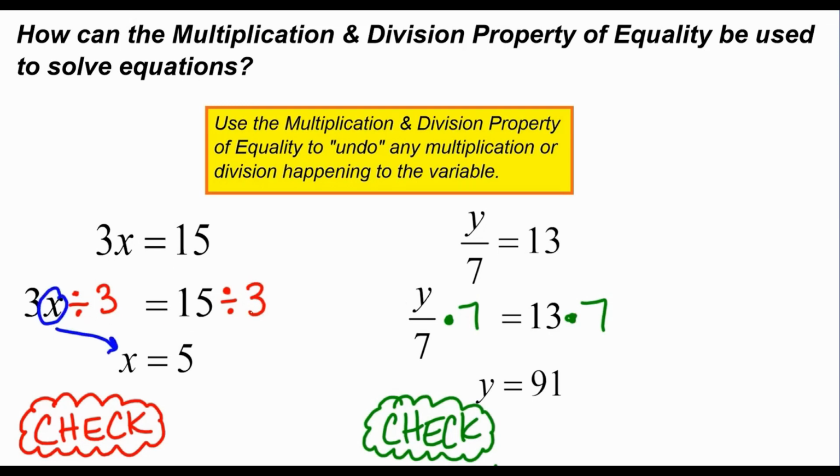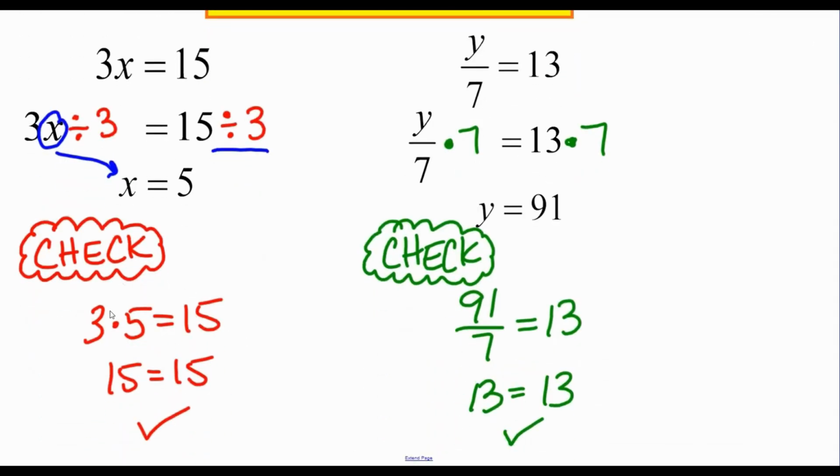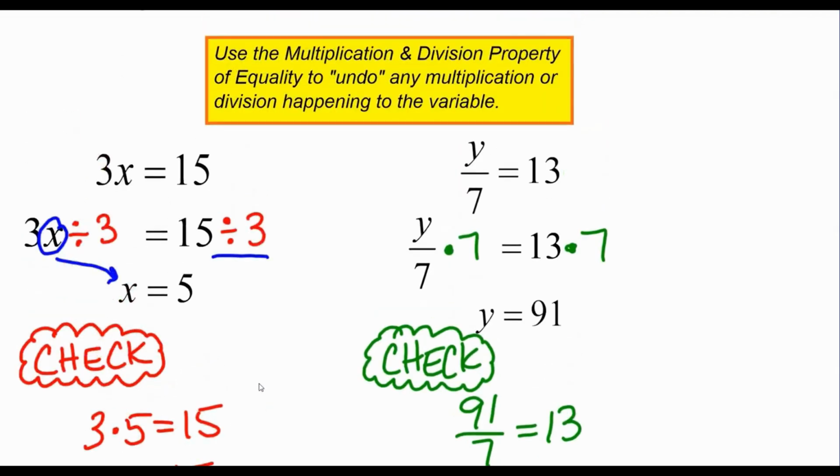And then what I do to one side, I have to do to the other. So I divide this side by 3 as well. And 15 divided by 3 is 5. And that is my solution. x equals 5. And if I check that, I put 5 in for x. 3 times 5 is 15. 15 equals 15. And that checks out.